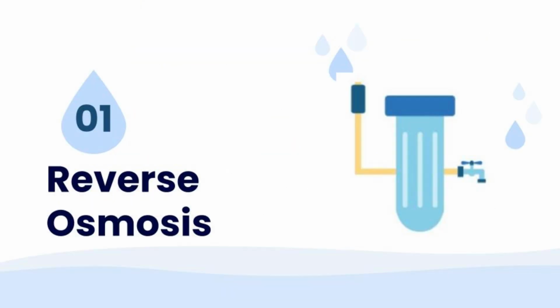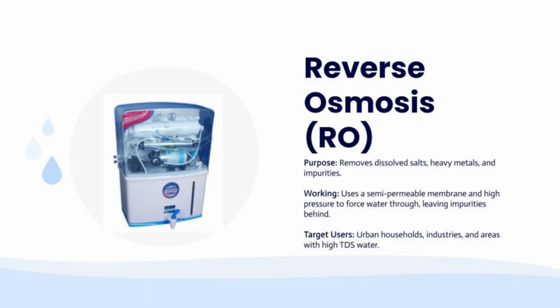Let's begin with reverse osmosis, commonly known as RO. This is one of the most advanced and widely used methods for water purification. Purpose: RO systems are designed to remove dissolved salts, heavy metals, and chemical contaminants that most basic filters can't handle. Working principle: in an RO system, water is forced through a semi-permeable membrane under high pressure. The membrane allows only water molecules to pass through while blocking impurities and salts. As a result, you get pure water on one side and concentrated wastewater on the other.